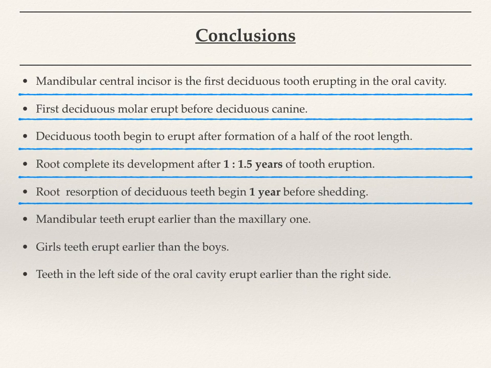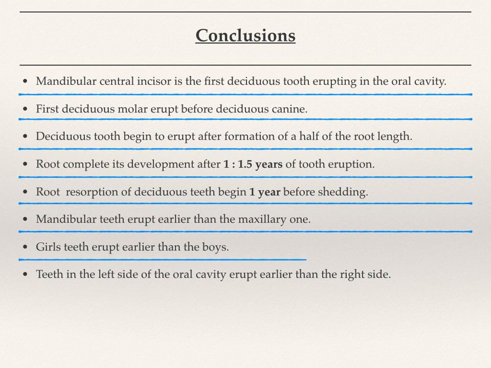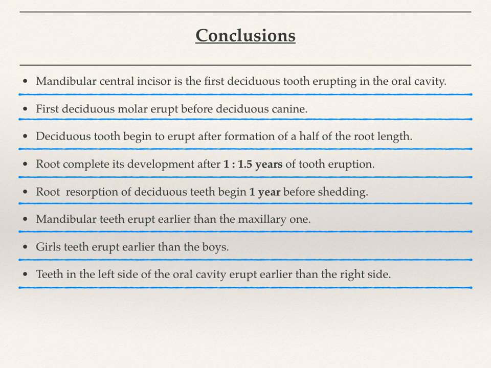Root resorption of deciduous teeth begins 1 year before shedding, and shedding means elimination of the deciduous tooth for the eruption of its permanent successor at a specific time. Mandibular teeth erupt earlier than the maxillary teeth. This is general knowledge. Girls erupt earlier than boys, and teeth of the left side erupt earlier than the teeth of the right side.